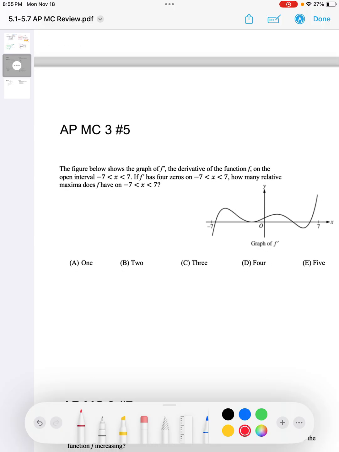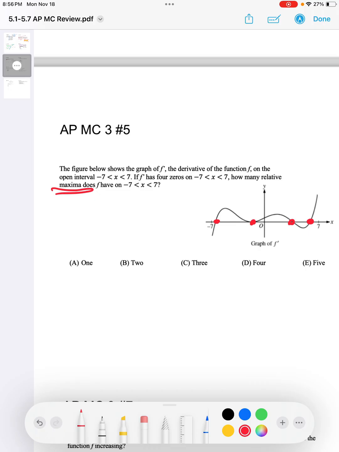All right, next one. The figure below shows the graph of f prime, the derivative of the function f, on the interval from -7 to 7. If there are 4 zeros on the derivative, that means it's touching the x-axis 4 different times. How many relative maxima does it have? So we're looking for relative maximum.